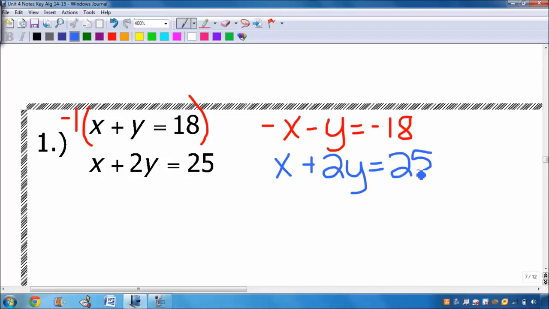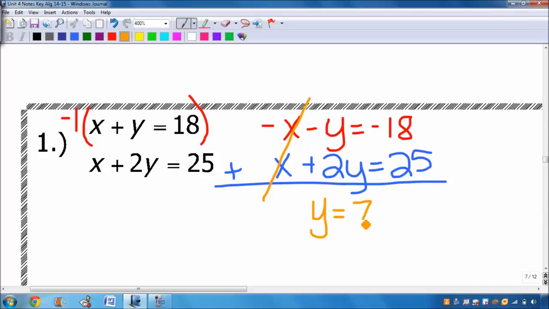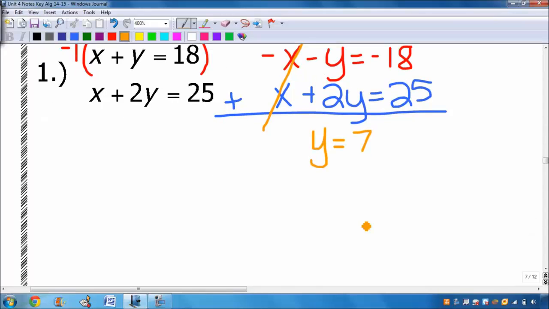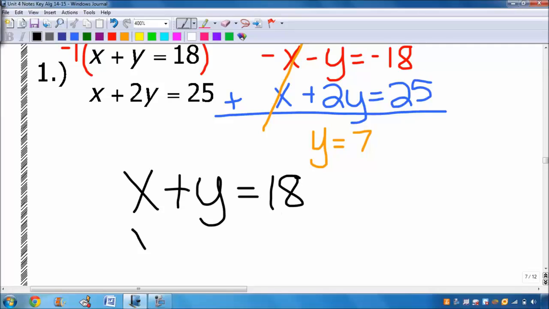Now, when I add my equations together, this negative x and this positive x give you 0, so they completely cancel each other out, okay? And then you end up getting negative y plus 2y equals y, and negative 18 plus 25 equals 7. So now all I have to do is plug it into any equation you want and solve for x. So I'm going to plug it into the top one. So I'm going to say x plus 7 equals 18, all right?